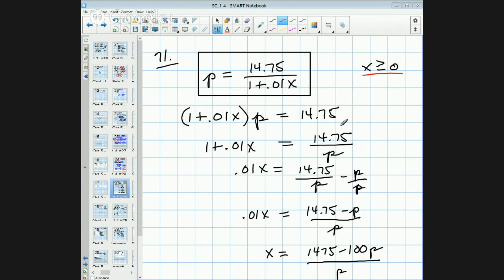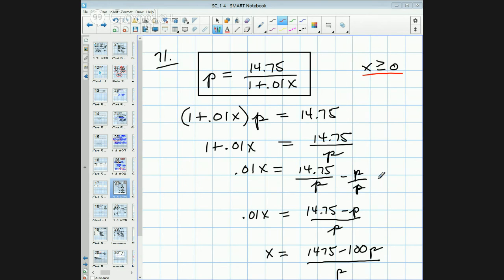Eventually, I want to get x alone. So I wanted to get rid of that p. So I divided both sides by p. Gone on the left, underneath on the right. Okay. Now I'm still trying to get x alone, so let's subtract 1. Gone on the left.